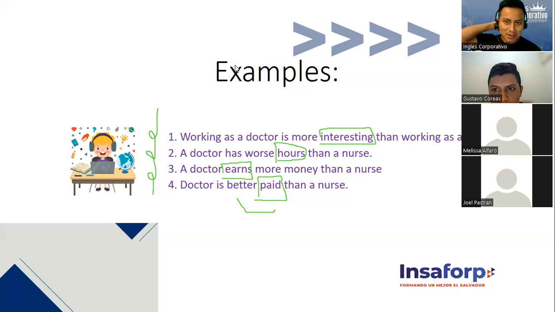A pilot is... but that could be like a participle, you see? Yeah, I like that. Exactly, trained, that would be the participle. A pilot is more trained than a taxi driver. It makes a lot of sense. A pilot is more trained than a taxi driver.